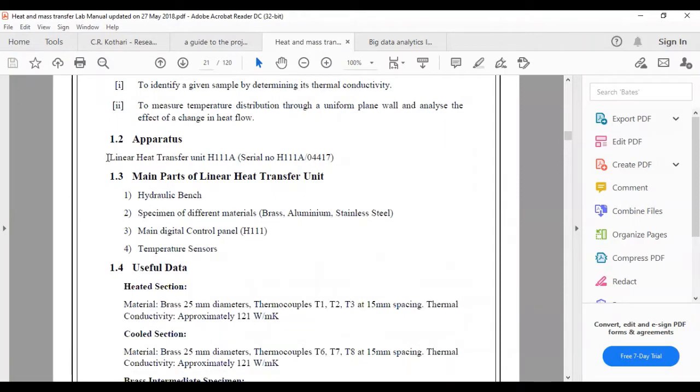The apparatus we will use in this experiment is the linear heat transfer unit, and its code is H111A. We will also use other parts, including a hydraulic bench. We have specimens of different materials: brass, aluminum, and stainless steel. There is also a main digital control panel, which is the main console, and some temperature sensors.